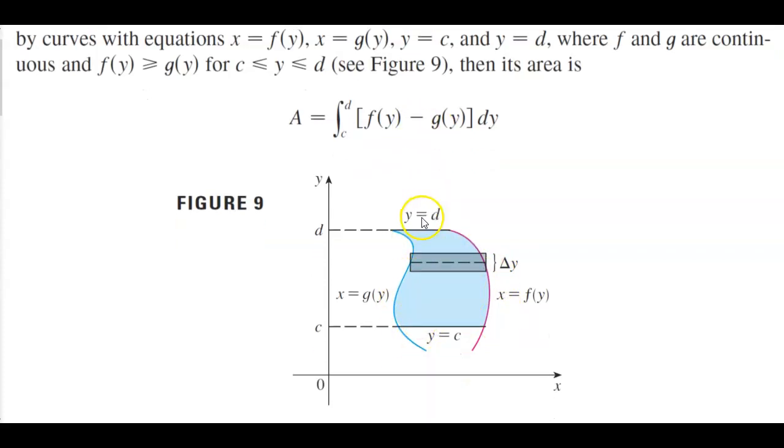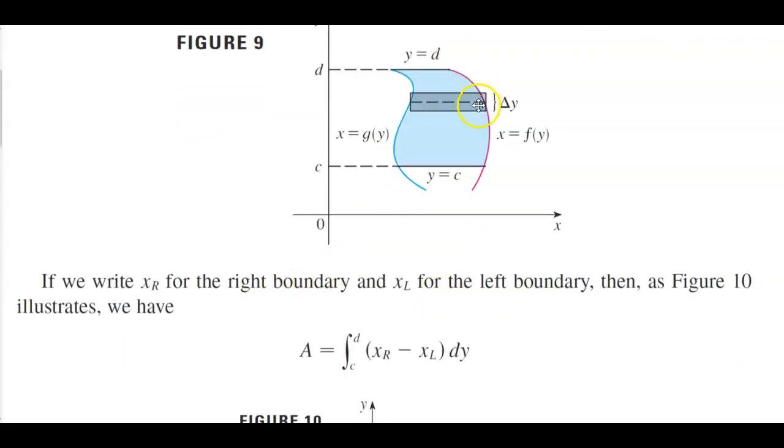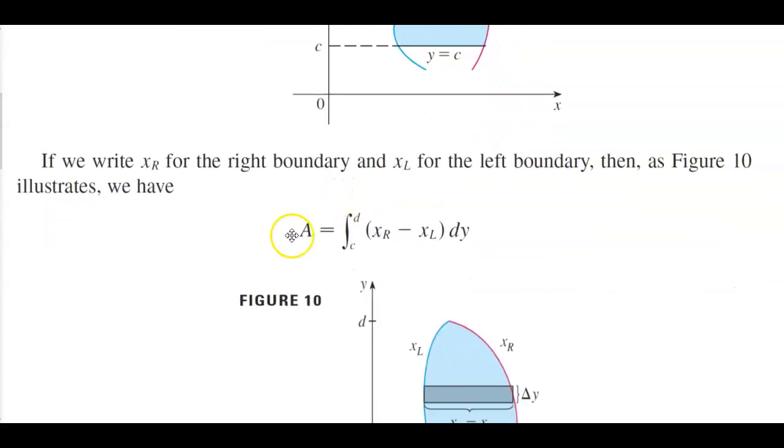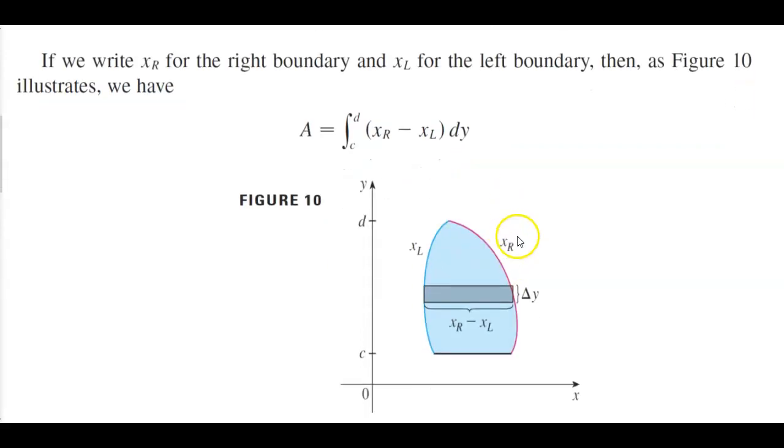And so figure 9 is now showing this. We have a horizontal line at y equals c, which is the lower limit, and then the upper limit would be y equals d, and you have these two curves. Now we write x subscript r for the right boundary and x subscript l for the left boundary, and therefore we would have the formula where A is equal to the integral from c to d of x subscript r minus x subscript l dy, since we're taking the antiderivative with respect to y.